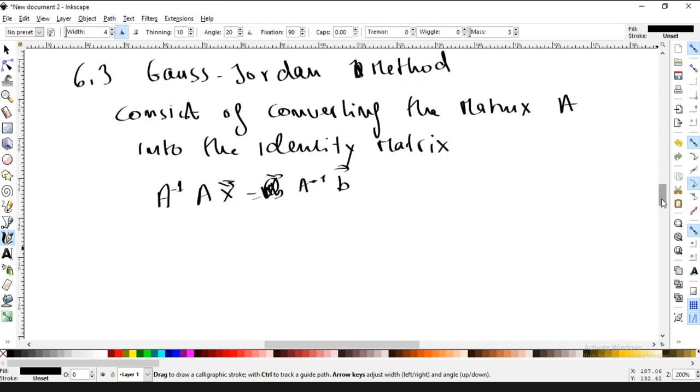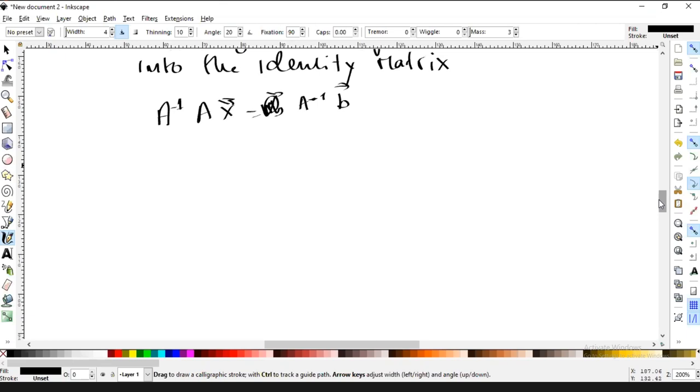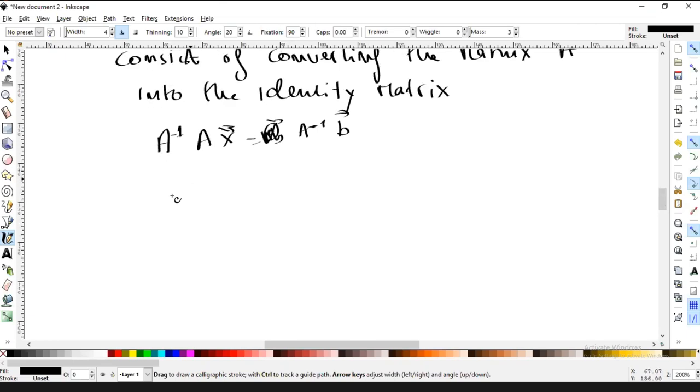In the Gauss-Jordan method, we're not subtracting only the lines, but we are subtracting also the columns. So I will give an example. Let's suppose A is equal to 1, minus 1, 5, 2.